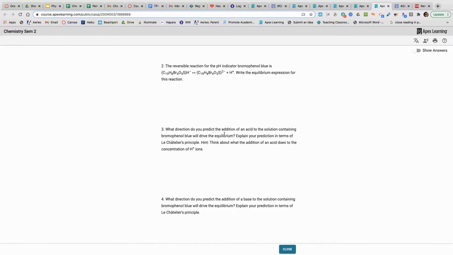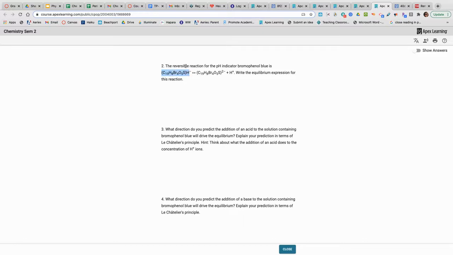Question 3, what direction do you predict the addition of an acid to the solution containing bromothymol blue will drive the equilibrium? Explain your prediction in terms of Le Chatelier's principle. So this is the acid. So it's asking what happens when you add more acid?